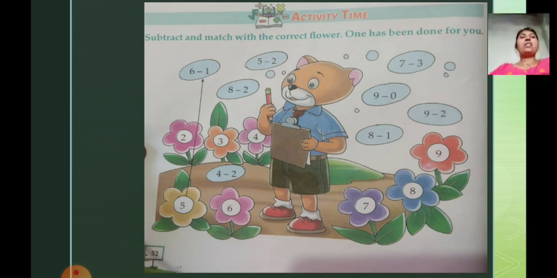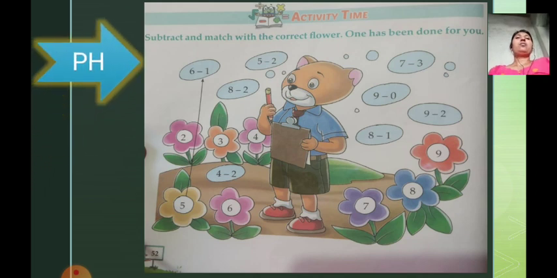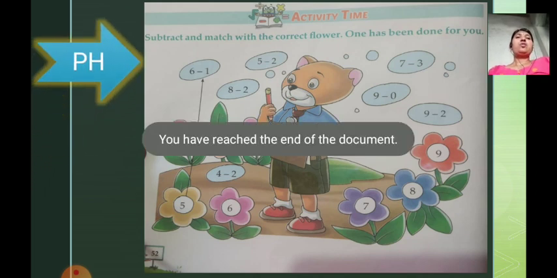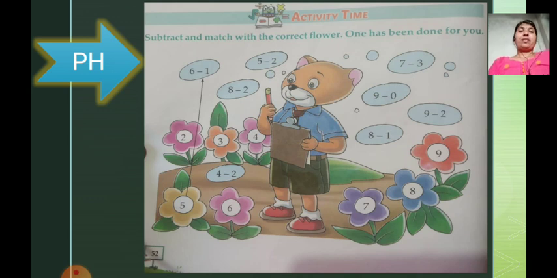Yes, you have to subtract the numbers and match them with the flowers with the correct answer. So can you do it? Yes, you can surely. So students, I hope you understand the subtraction, how to subtract vertically and using different methods very well. So solve the PH, go through the book. Yes, it is your PH. So solve the PH, go through the book and practice it.